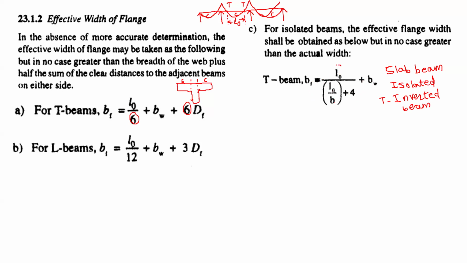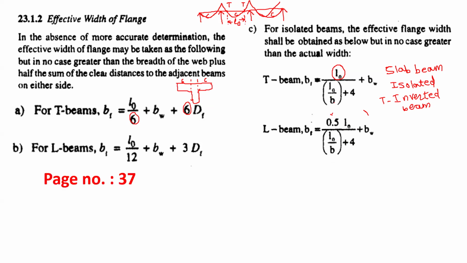And we have seen how we will calculate L0, that is the distance between zero bending moments, and one problem we have already solved there. For the L beam, we are not dealing with it in our syllabus. So we have the formula in this fashion, 0.5 L0, L0 by B plus B. The change is just that this will be 0.5. So these are on page number 37.